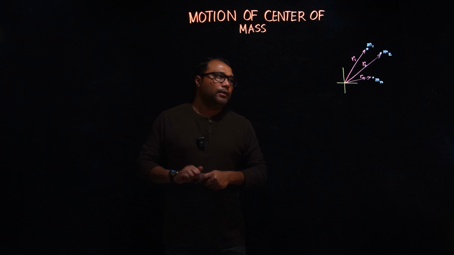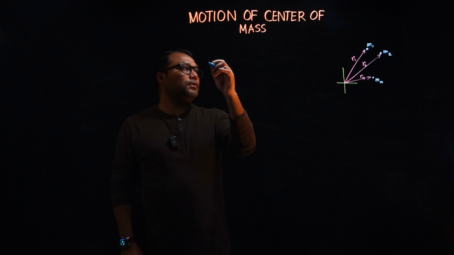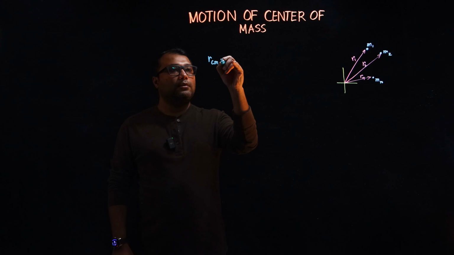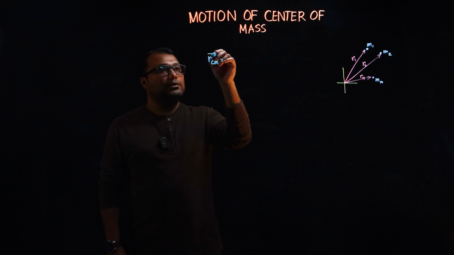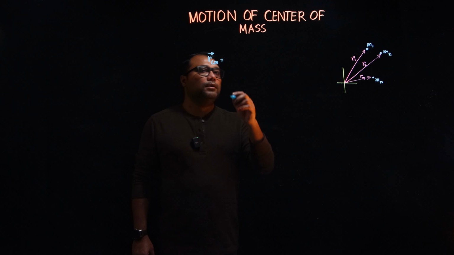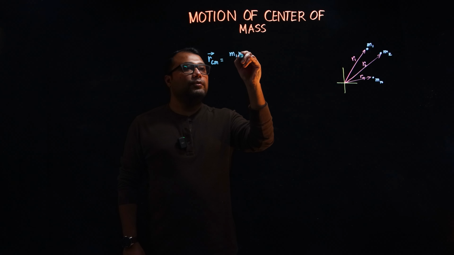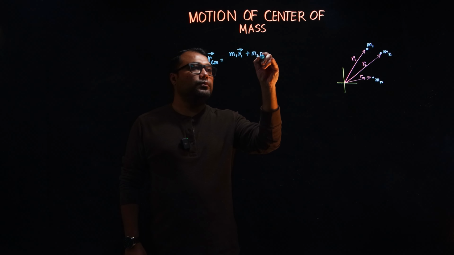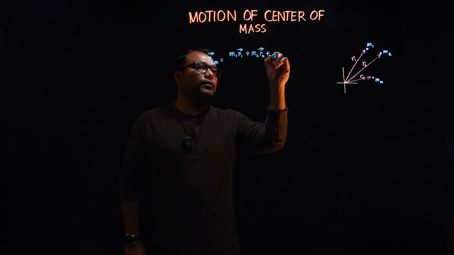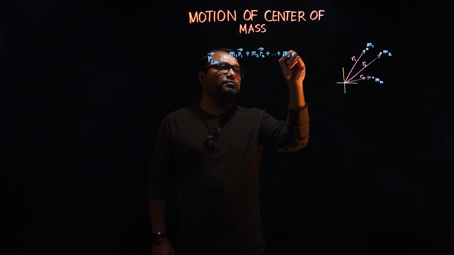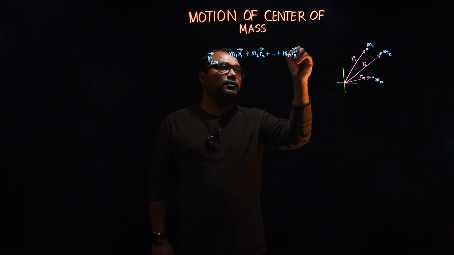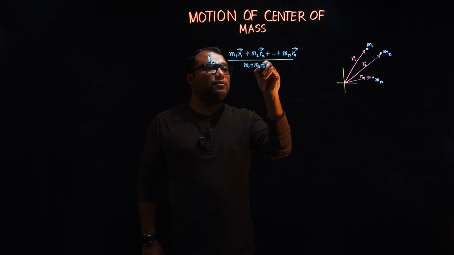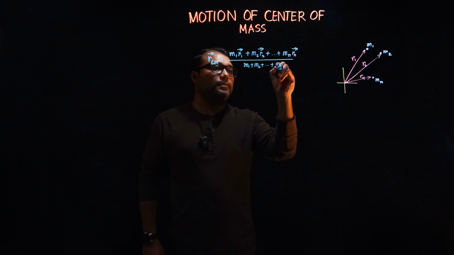Now, the center of mass of this system of bodies we can write as RCM, which is a position vector, as M1 R1, so position vector of M1, plus M2 R2, and we do all the sums, Mn Rn, divided by M1 plus M2 up to Mn, okay.